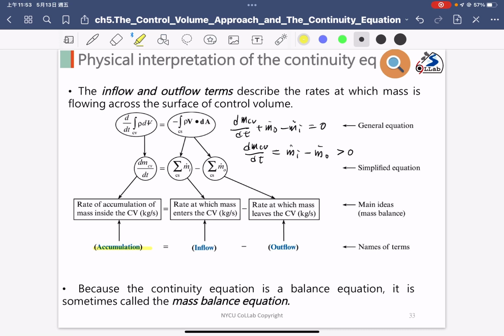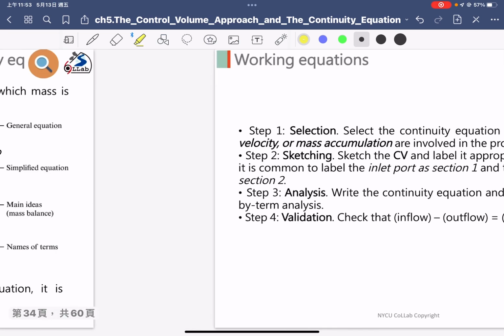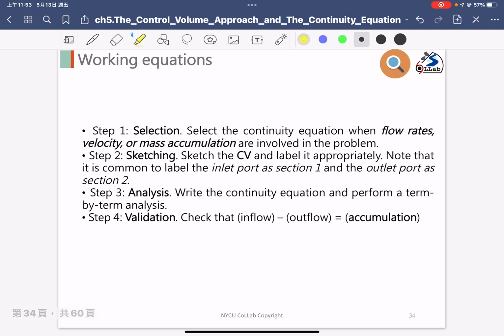Okay, so that we just symbolize the nanotransport function to be the continuity equations. Okay, so that's the working equations. So I just emphasize step 2, because usually it is very difficult to depict where your control surface is for the questions.